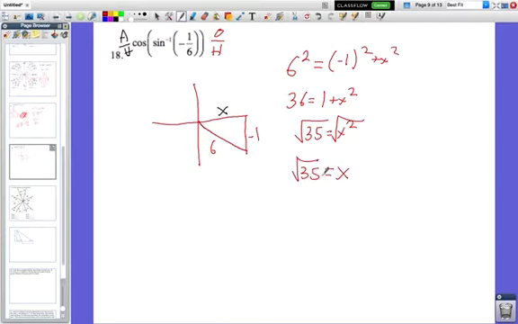Now that's not our answer. That just solves for this side. I'm going to take my adjacent side of square root of 35, divide that by my hypotenuse of 6, and that will be my answer.